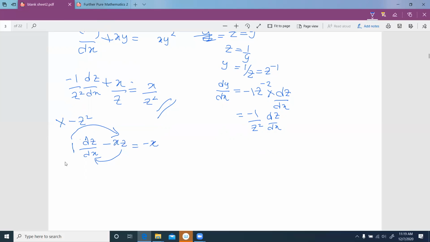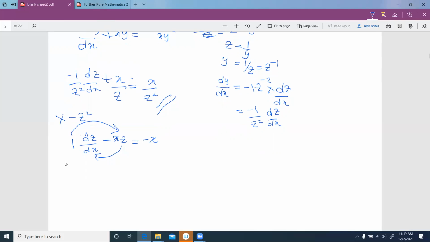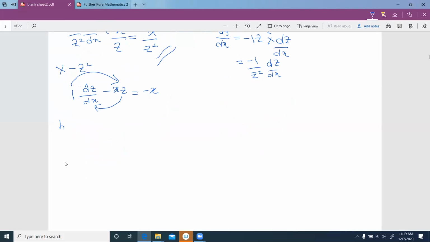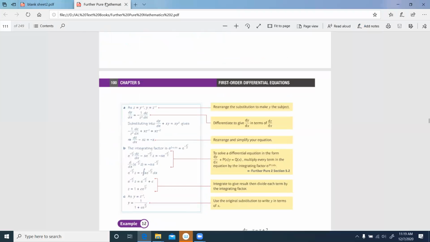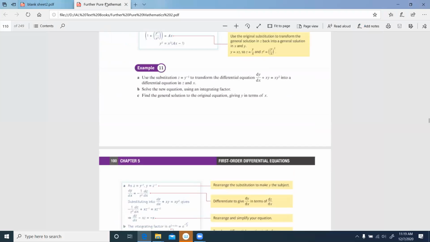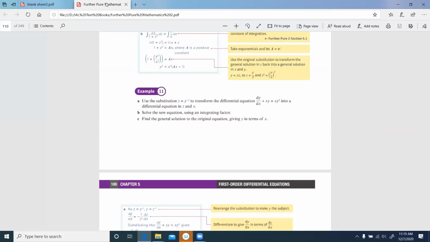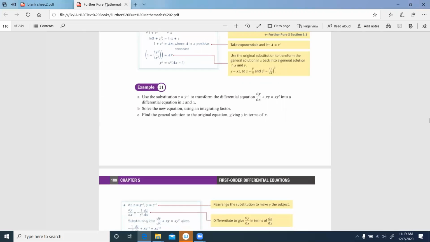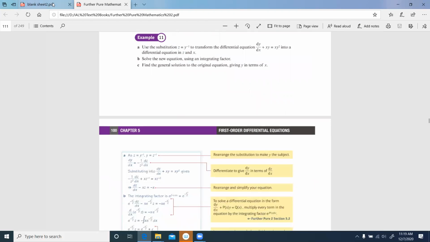Then we need to come up with part B. What they expect you to find in part B is to solve the new equation using the integrating factor. Then part C is to find the general solution of the equation in terms of x and y. Right? Okay.